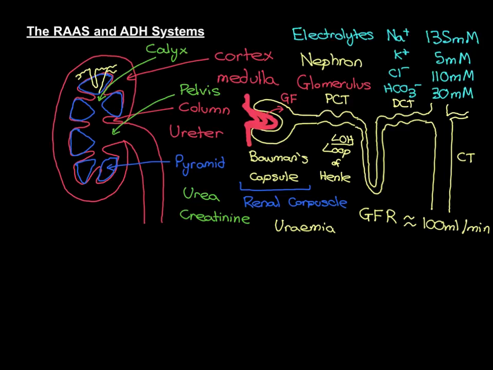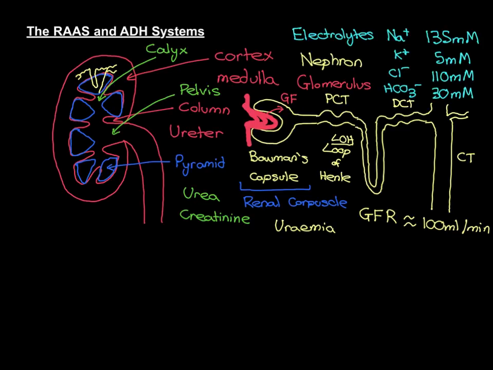And 100 milliliters of glomerular filtrate is going to be produced every minute. But that is by all 2.4 million nephrons. So each nephron is only going to produce a tiny amount of glomerular filtrate each minute. In total, if you combine the effects of all 2.4 million, the total amount of glomerular filtrate that is produced in a minute is 100 milliliters.